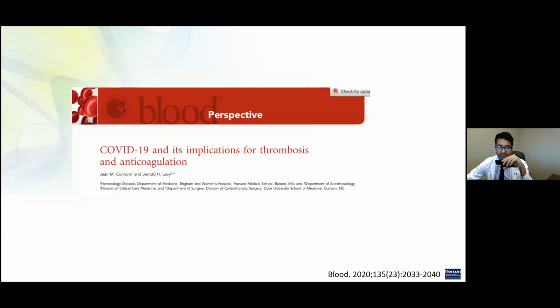Early on, you started seeing some data that there was something unique about patients infected with COVID-19, particularly among hospitalized patients. And there were some early papers that started raising the red flag on whether patients with COVID-19 in the hospital have an increased propensity for thrombosis and thromboembolic complications.